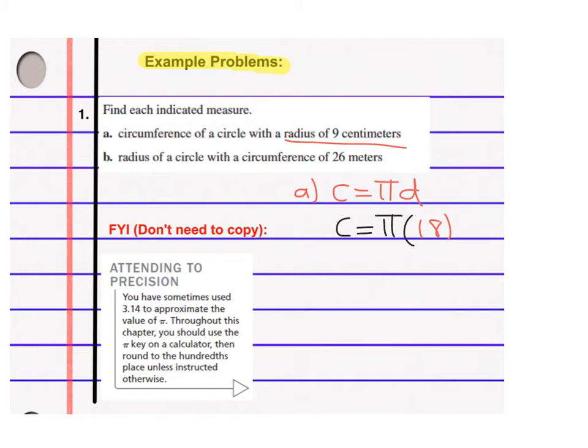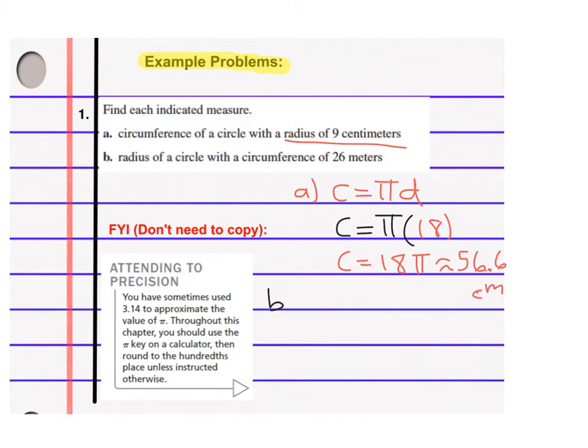So if I put that in, I need to use 18. So it's 18 pi. Sometimes we leave our answer in terms of pi, and you can just leave it as 18 pi. Or if I actually multiply that out, I get 56.6 centimeters.